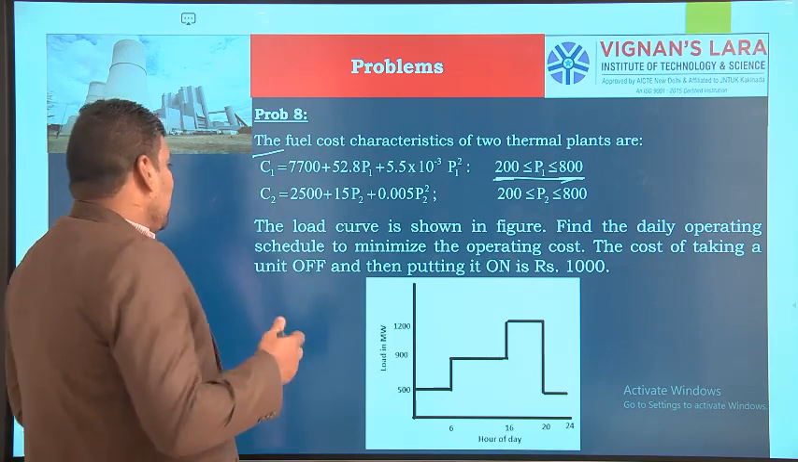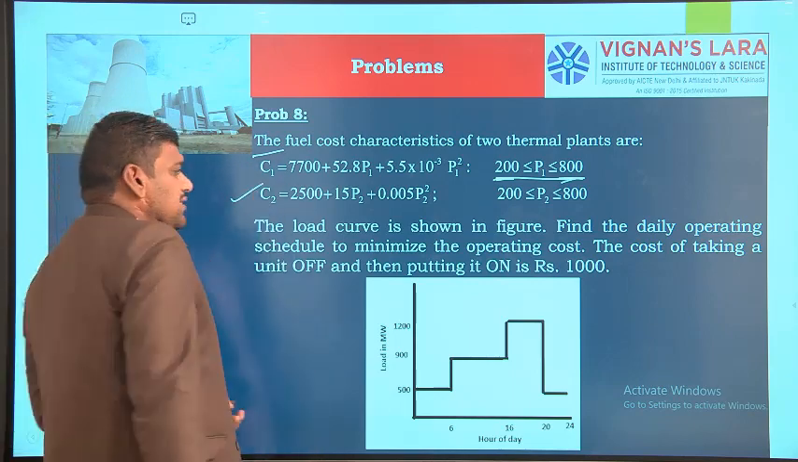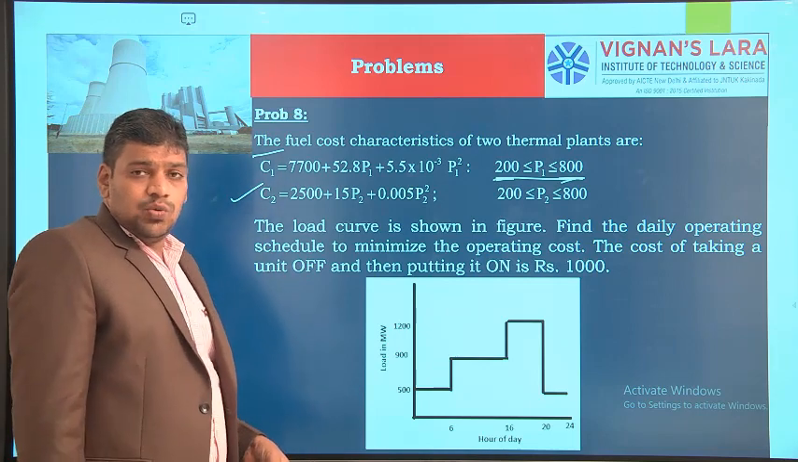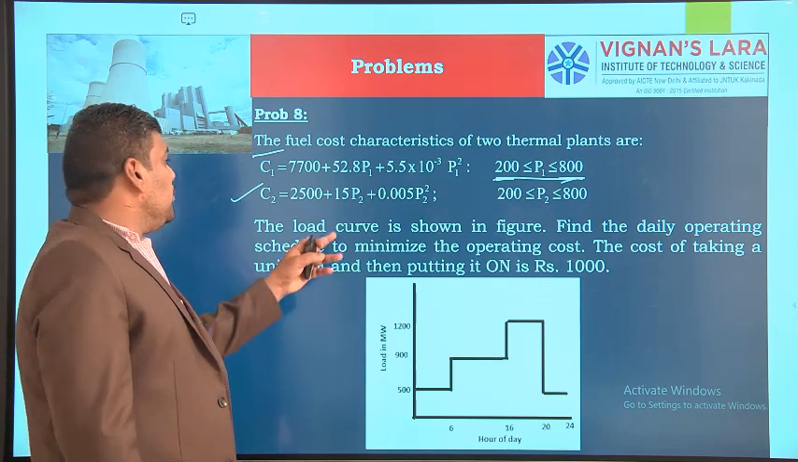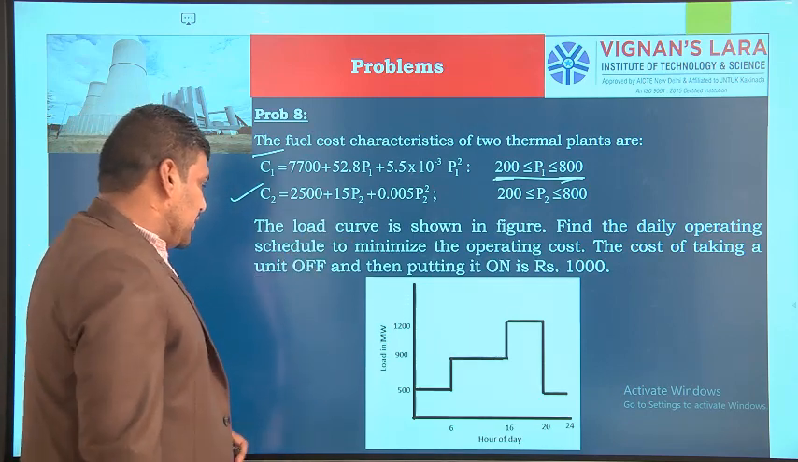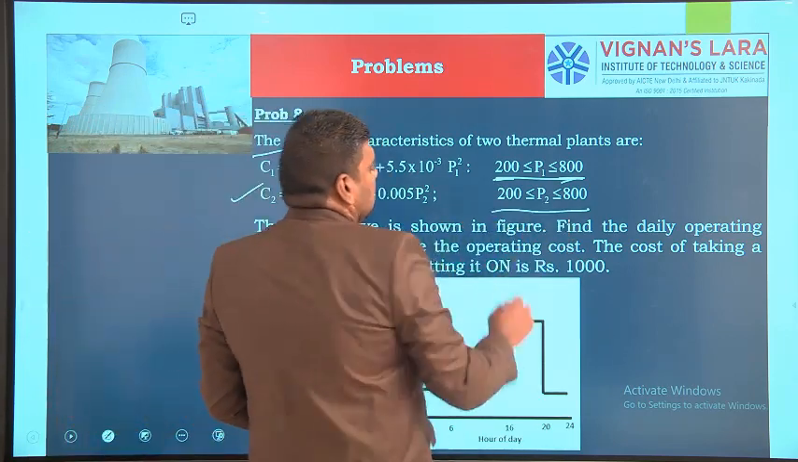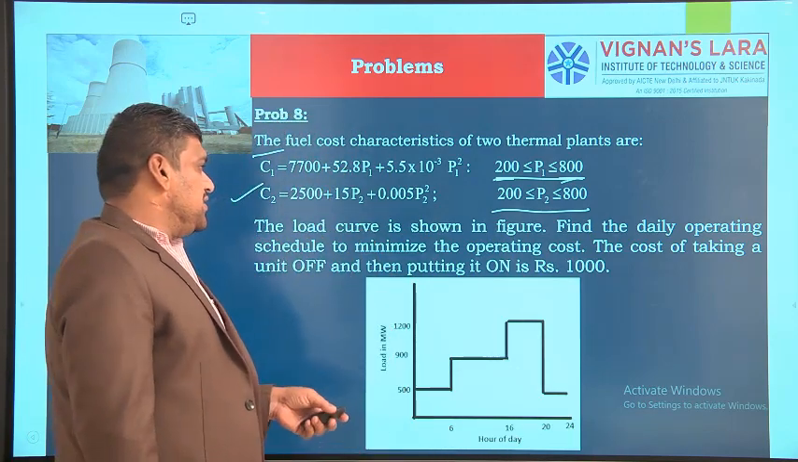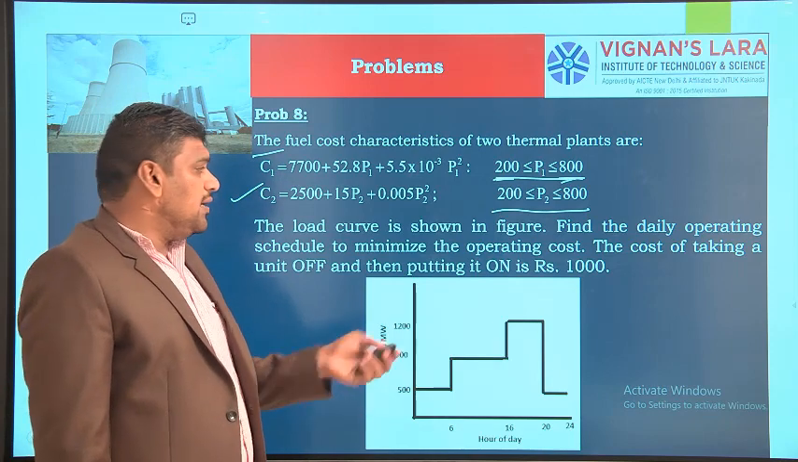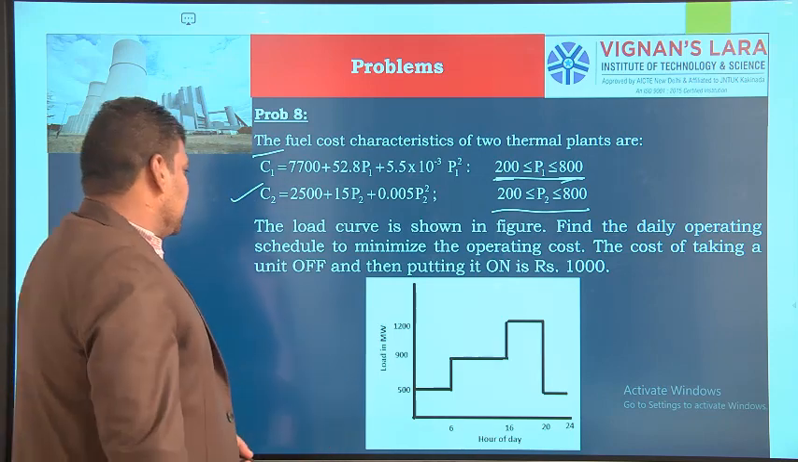Similarly, for plant 2 also the characteristics are specified: 2500 plus 50 P2 plus 0.005 P2 square. For this generator also the limits are specified. Minimum is 200 and the maximum will be 800 megawatts.